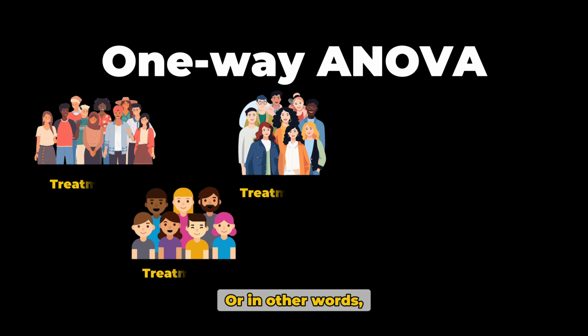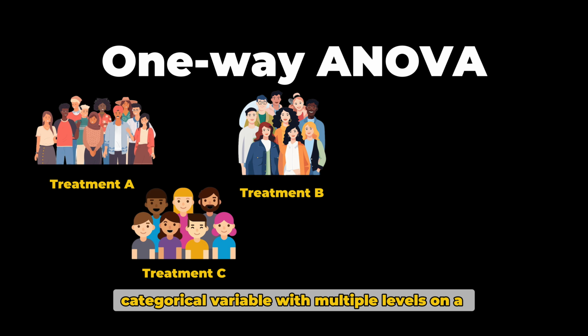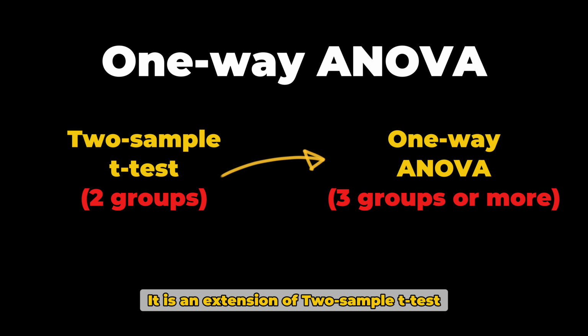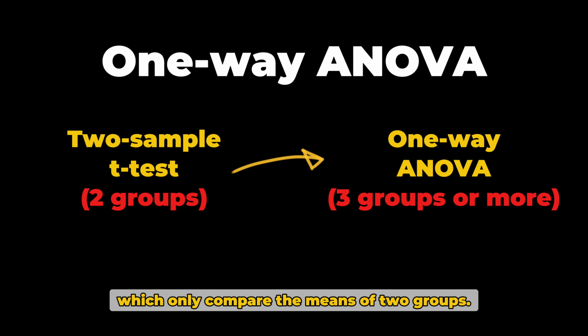Or in other words, examining the influence of an independent categorical variable with multiple levels on a single continuous dependent variable. It is an extension of two-sample t-test, which only compares the means of 2 groups.